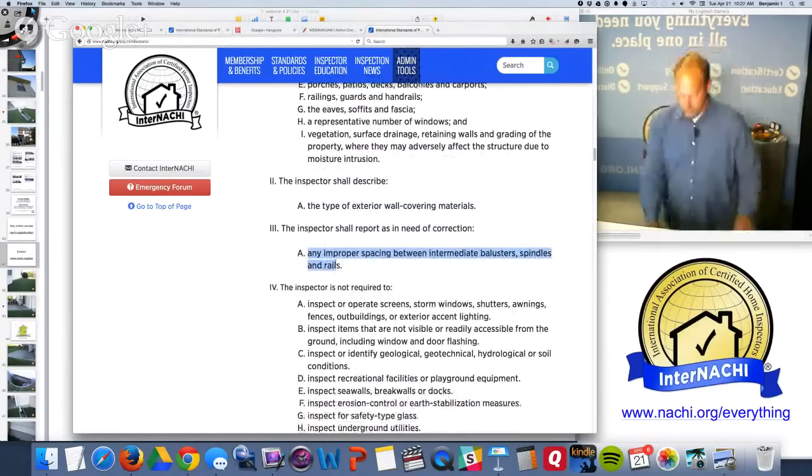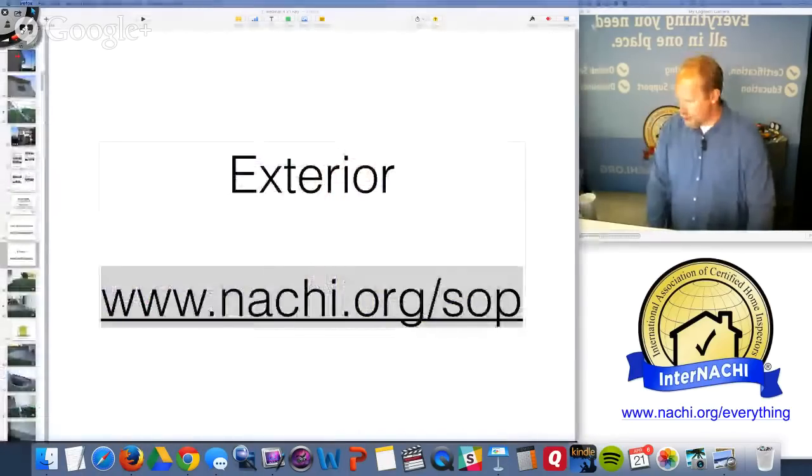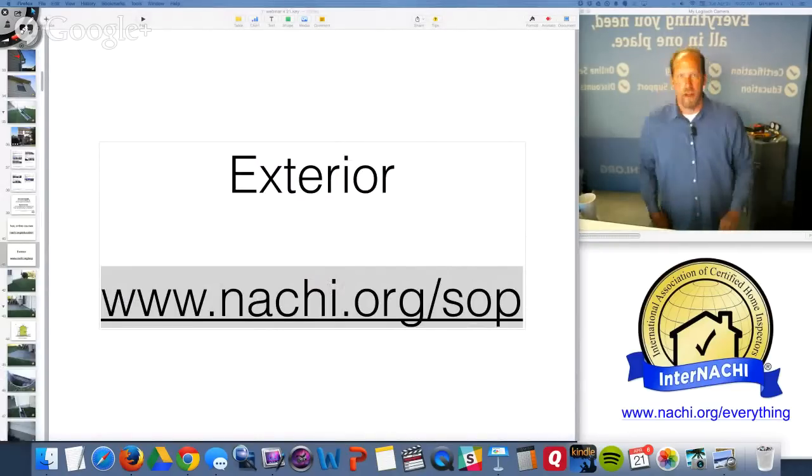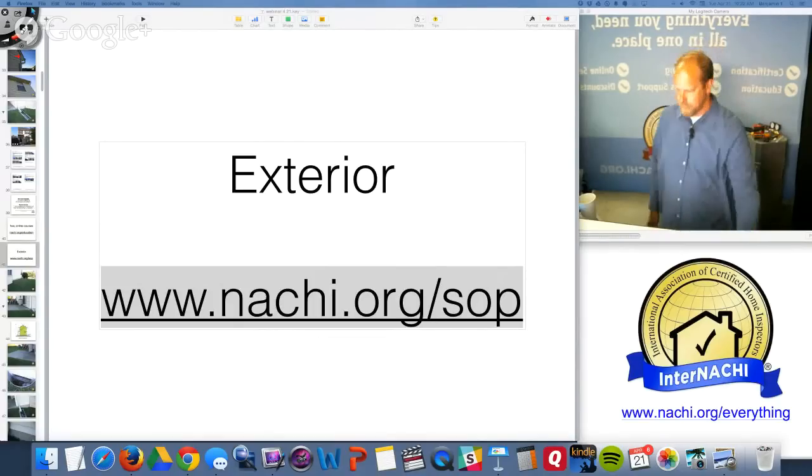That's really important because we inspect existing homes. And when that home was built, it probably met all of the building standards at that time. But now, kids have been falling through railings that have very large, wide spaces. They get their heads through or they fall completely through. And we don't want that to happen.